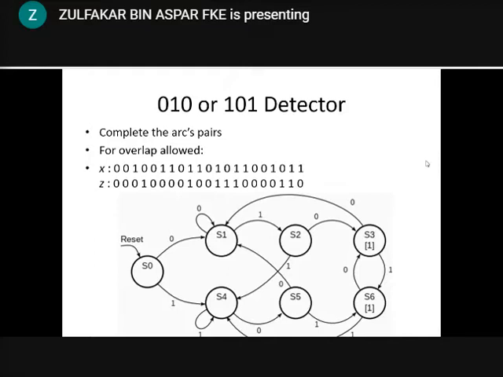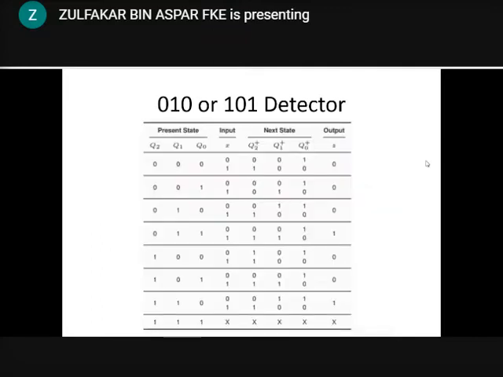So now we are using only 7. 2 to the power of n should be greater or equal to 7, so n equals 3. So you need to use 3 flip-flops. That's why your state table has 3 flip-flops, Q0, Q1, and Q2. So as usual, complete the present state, all the states, and mark the unused state.